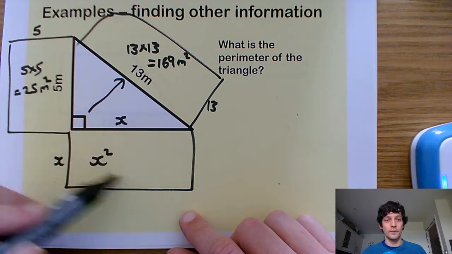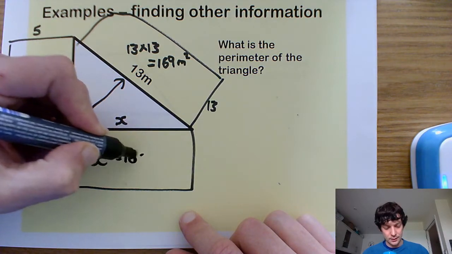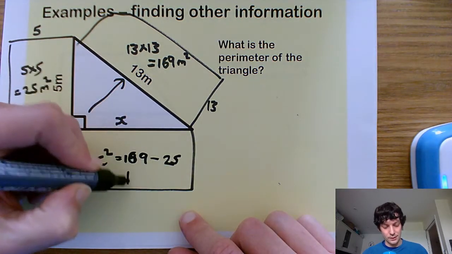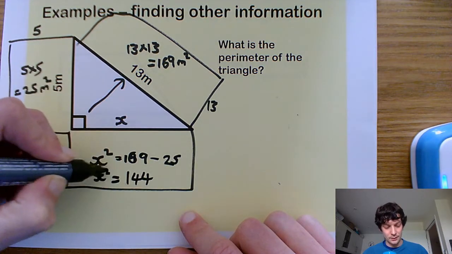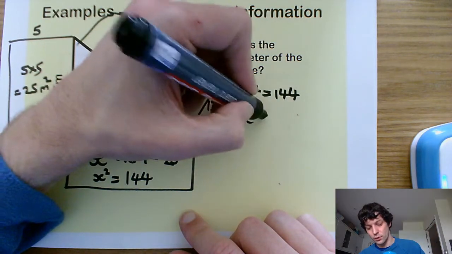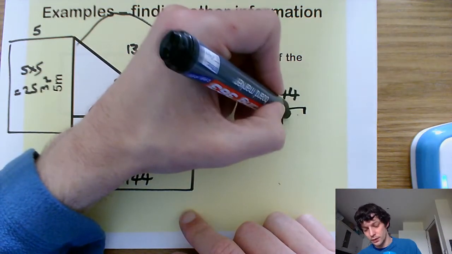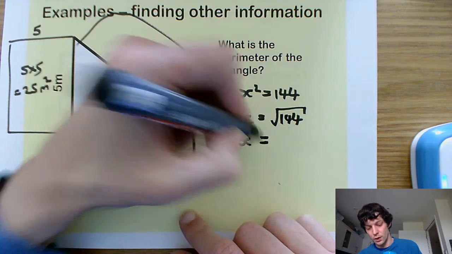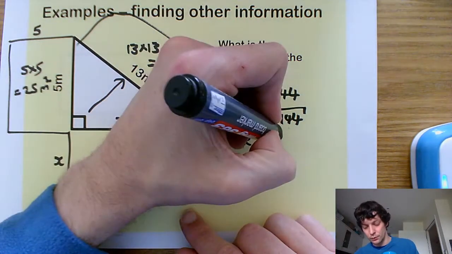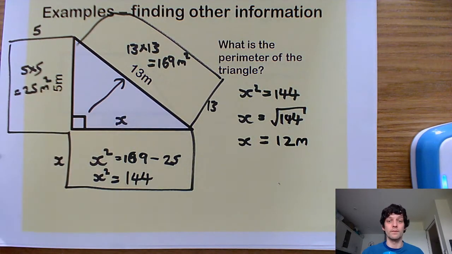So to find out what this area is, I take my biggest area, 169, and I take away this here, 25. So 169 take away 25 is 144. I've got x squared is 144. So I'm getting rid of a squared by doing the inverse of squaring, square rooting 144, and I might know what that is without using my calculator. The square root of 144 is 12 meters. So I found out that length, that's 12 meters.